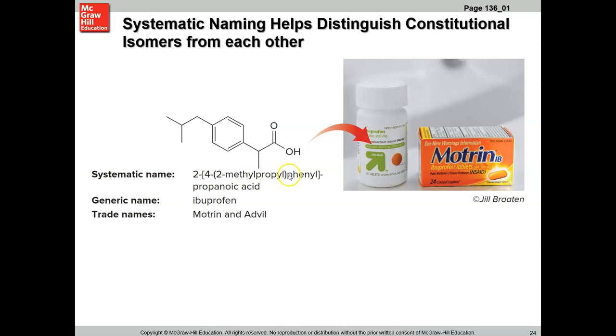If I have this name, I should be able to draw this structure, and from the structure I should be able to get the name. So that's the unique systematic way that we do this. We won't probably get into anything this complicated, but we're going to start with much simpler compounds, and we'll move up into more complex systems.